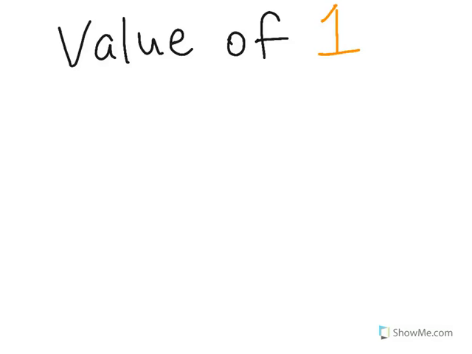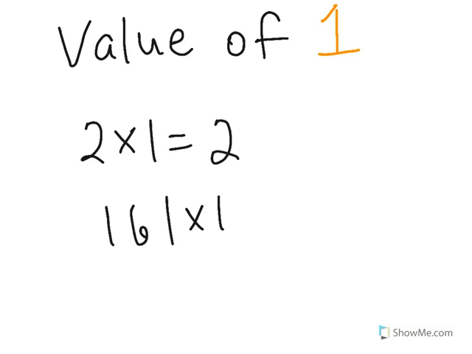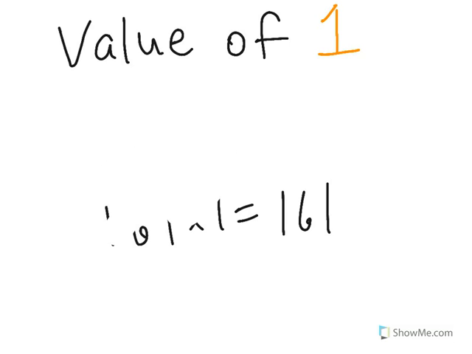The value of 1. We know that in the identity property of multiplication, any number times 1 is itself. Doesn't matter how big the number is or how small the number is, any number times 1 is itself. Therefore, if we take this and we look at fractions, the same would be true.